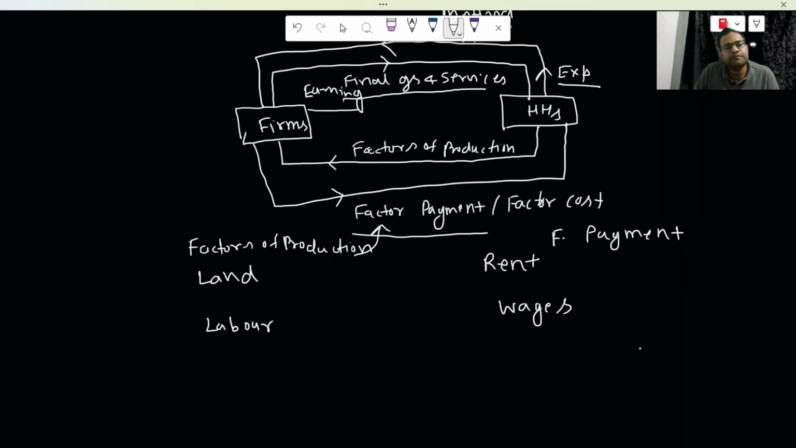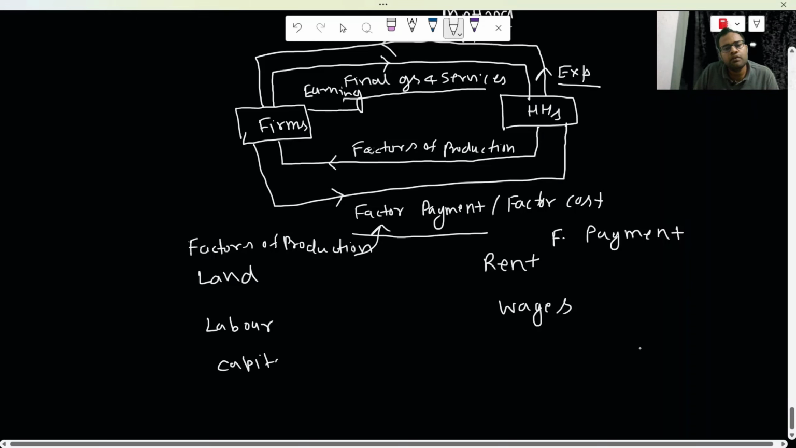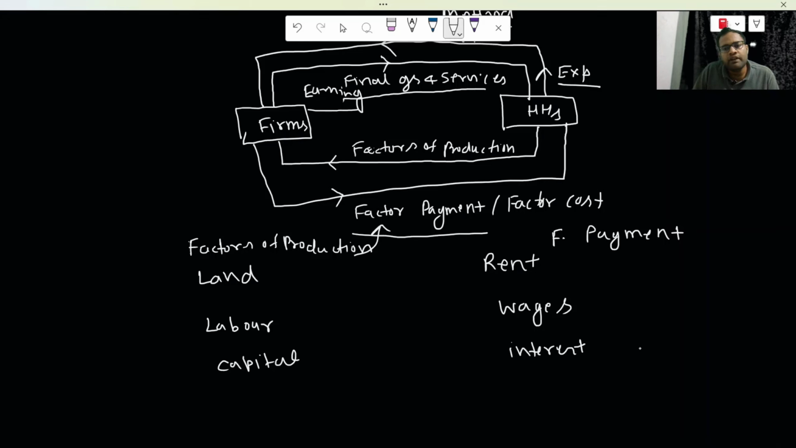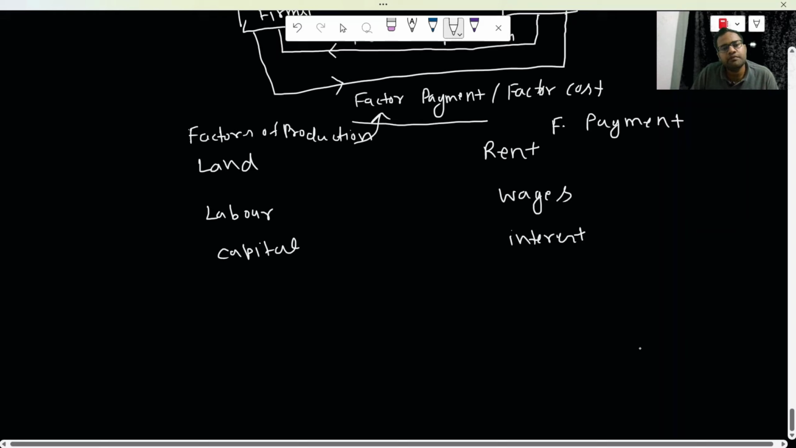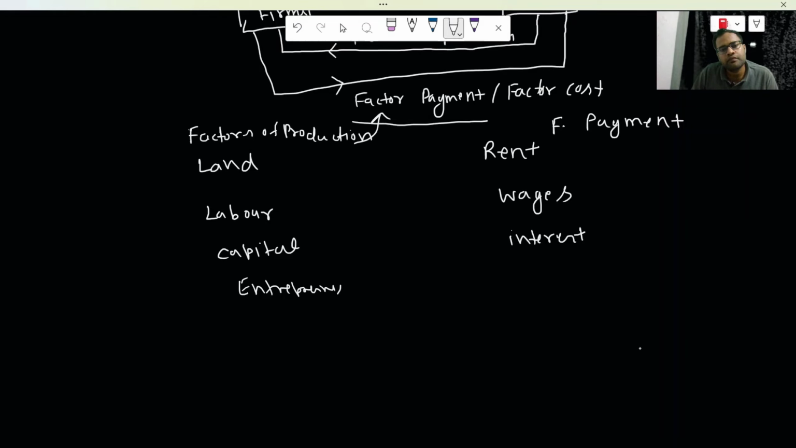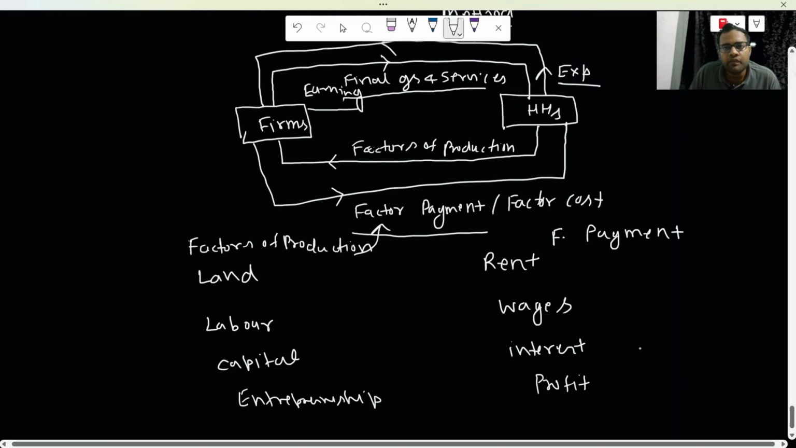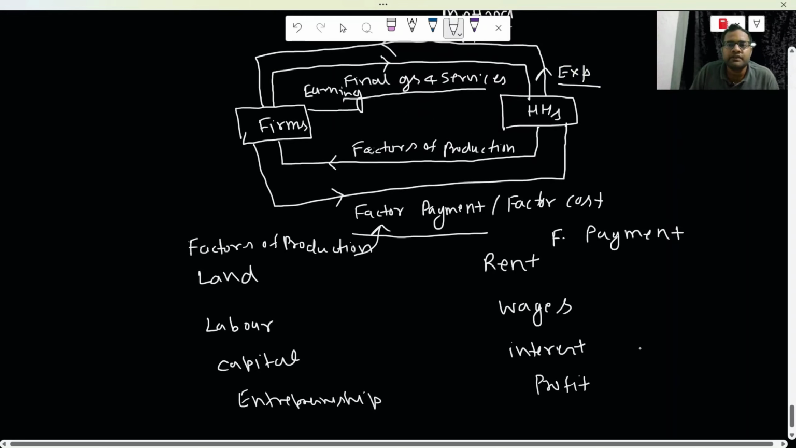For the capital, firms are paying interest to the households, and that interest is the expenditure of the firm and the earning of the household. And for the entrepreneurship, firms are paying profit. It means if you notice here, one's earning is the second one's expenditure.